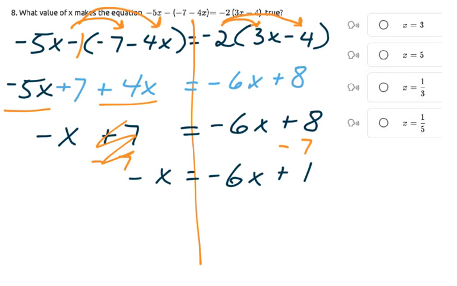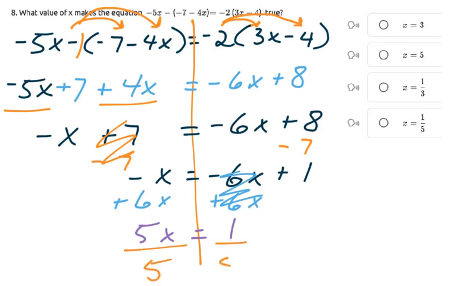All right, from there, let's add this 6x around to the other side. So we're going to add 6x right there. We cancel. Negative x plus 6x gets you down to 5x. If you had a 6x and basically you took away 6x, you would get to 5x. And 5x equals 1. Last step, you got to divide out the 5. You got to divide out the 5.